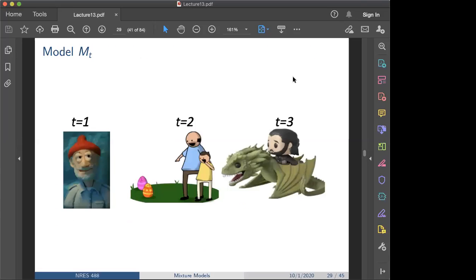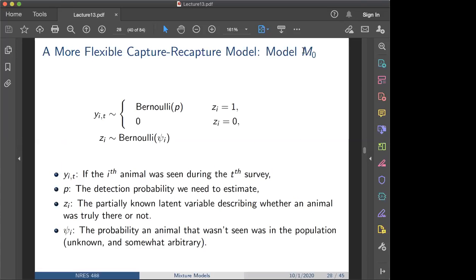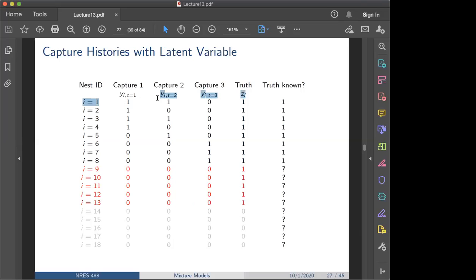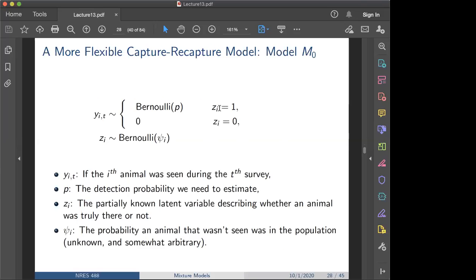A little more complex than that is model M0, where now we're keeping track of individual animals or individual nests, and we have a unique capture history. These are our capture histories for each individual. Model M0 is the basic type of those models where we keep track of each individual with these i subscripts. Model M0 says the detection probability P is the same no matter what day you go out and no matter who's the surveyor. Okay, so we just have one detection probability.